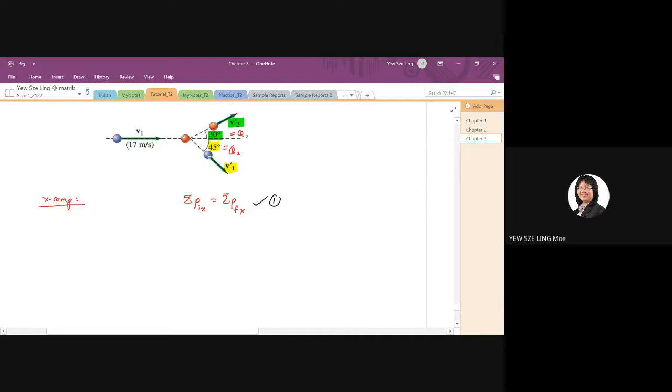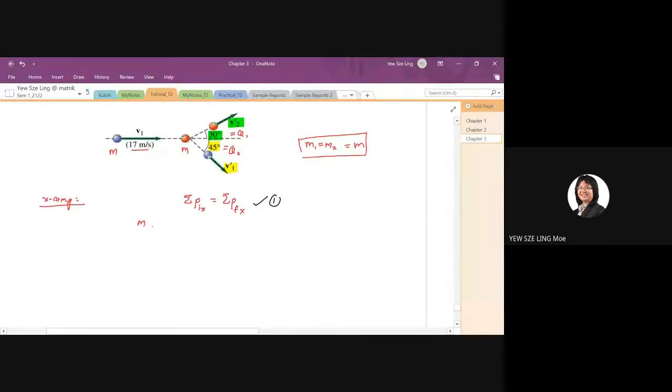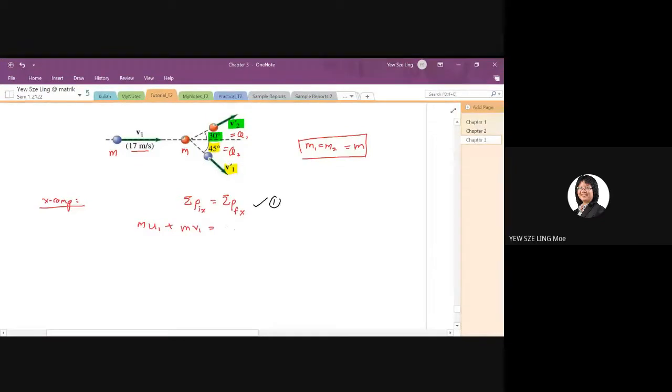Initially, I have an object V1 moving at 17 meters per second. Now I'm not going to write M1, M2. Why? Because both of them are known as M now, because they are identical. If both objects are identical, it means M1 equals M2. So to make it easier, I'm just going to write it as M. So M U1 plus M V1 equals to M.